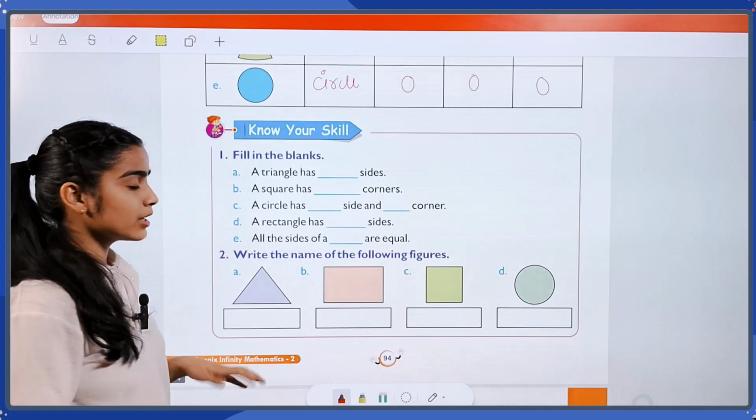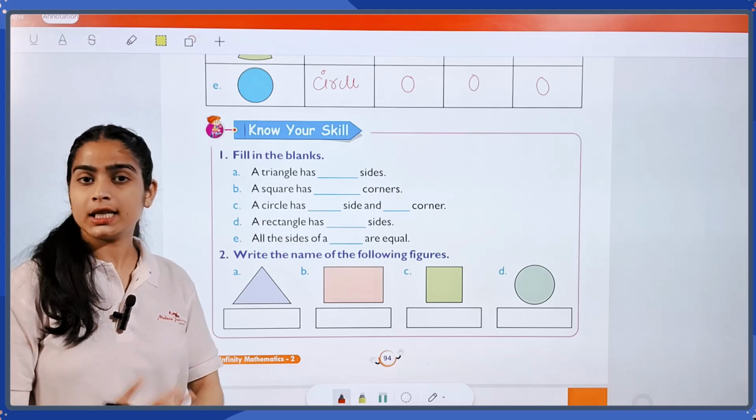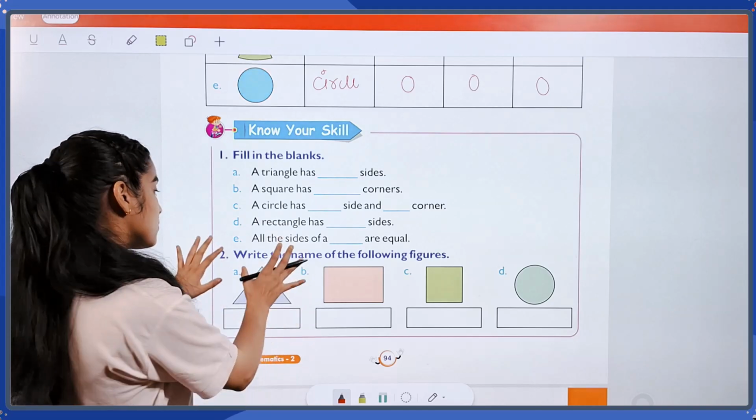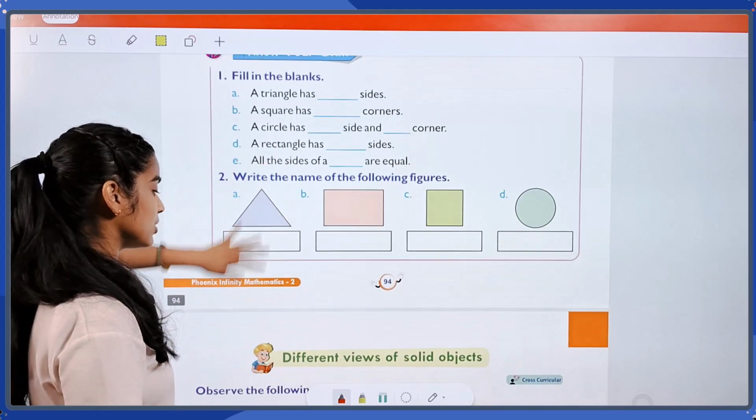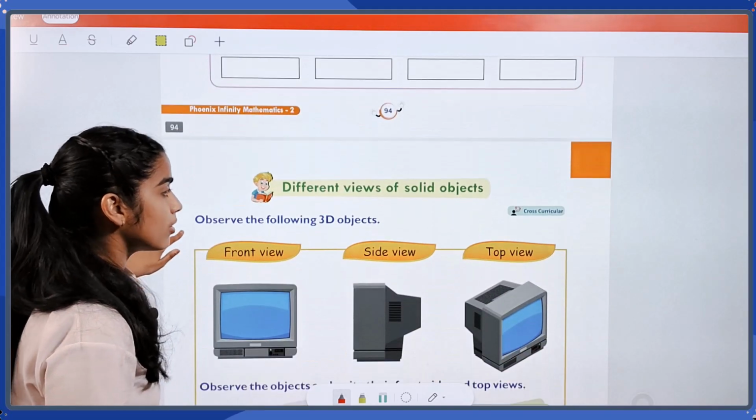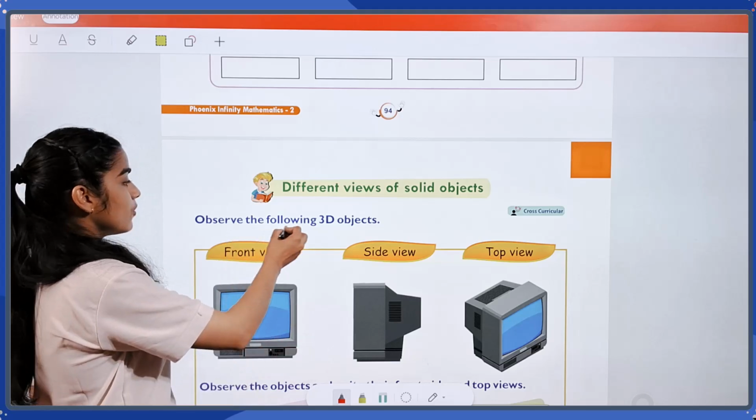Now know your skill. Again, you have to evaluate and examine yourself. So this portion is for you only. You have to try out this question and examine yourself. Now different views of solid shapes. So observe the following 3D objects.